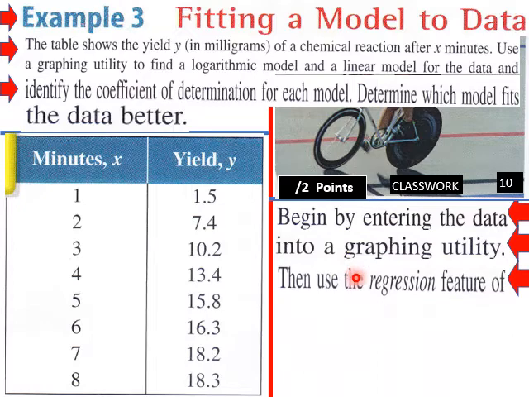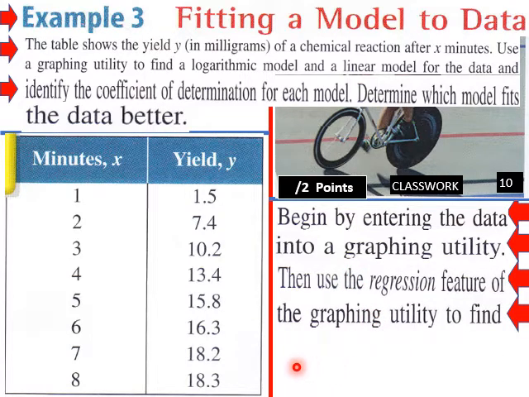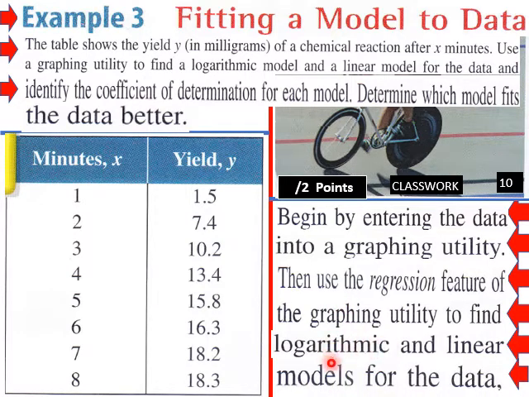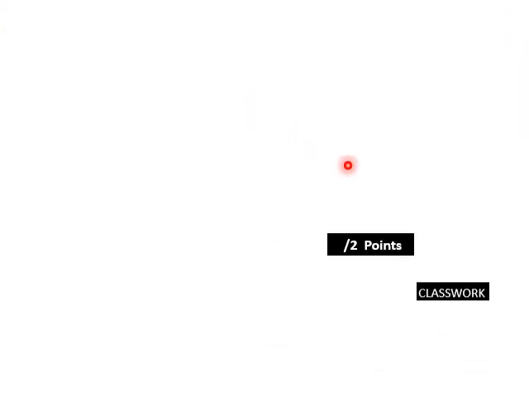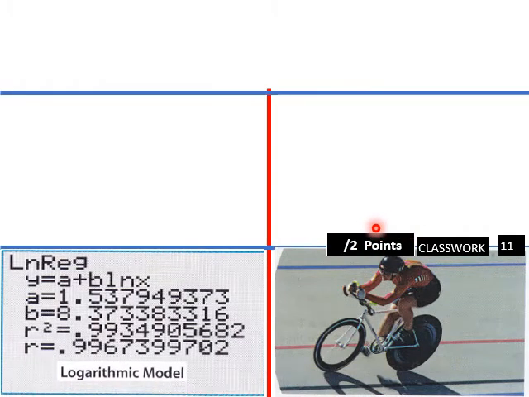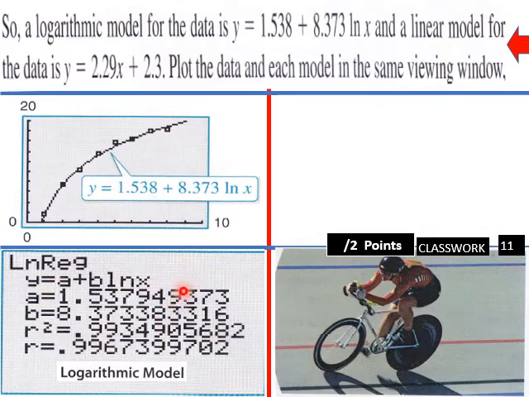Begin by entering data into a graphing calculator, then use the regression feature of the graphing calculator utility to find logarithmic and linear models for the data. So knowing that, moving into our next slide here is page 11. So here is our natural log model here, a plus b natural log x. This is our natural log model, and we come up with our r squared, our coefficient of determination here, 0.99, that's pretty good. And then here is our graph of that using our natural log model.